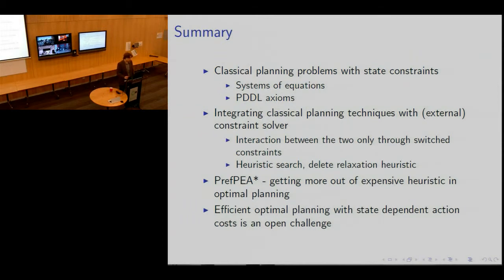Our heuristic was very expensive to compute, so we tried to figure out a way of getting as much as possible from an expensive heuristic. And for that purpose, we've developed this preferred actions in partial expansion A star. And we've tried to do something with optimal planning with state-dependent action costs, but we found out that what we did wasn't very efficient, so it's still an open problem. Okay.